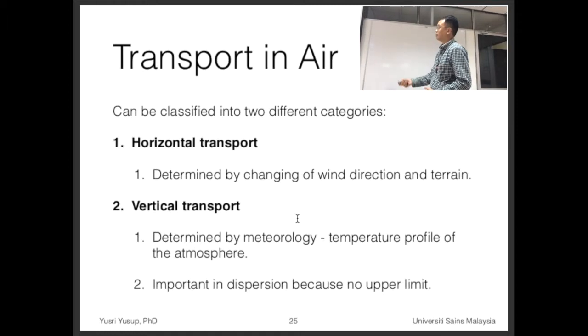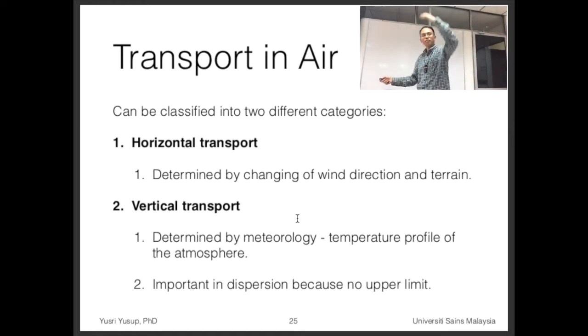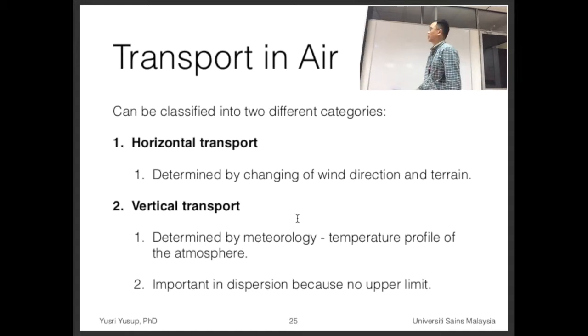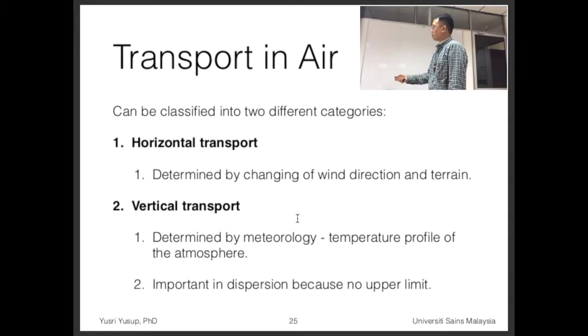Vertical transport is very important because this is the capping of pollution. If vertical transport is very large, then the impact of a stack on the downwind concentration will be much lower because it gets spread out over a larger vertical distance. We are more concerned with the vertical transport than the horizontal transport because its capability to disperse is higher than the horizontal transport. Now, this vertical transport is determined by meteorology, or specifically the temperature profile of the atmosphere.